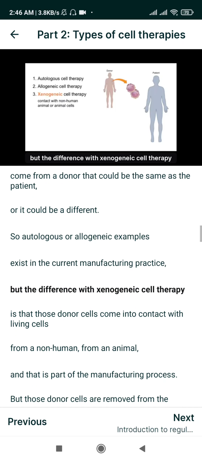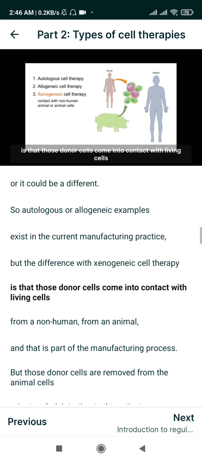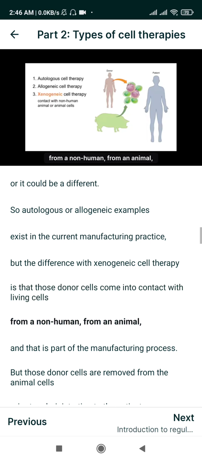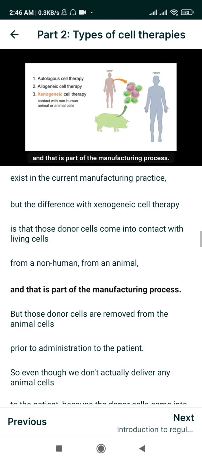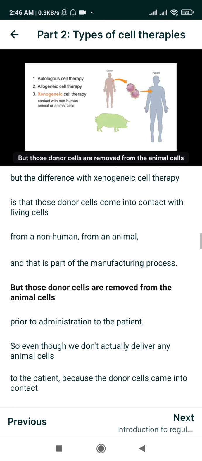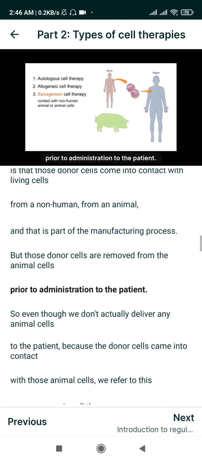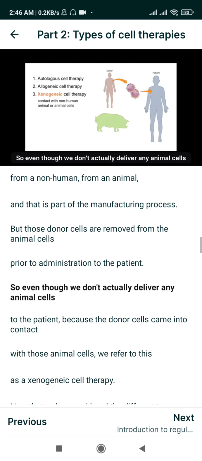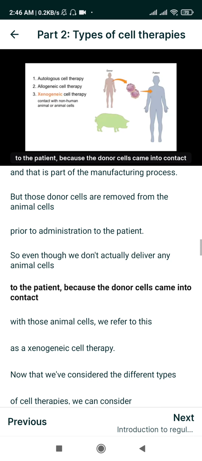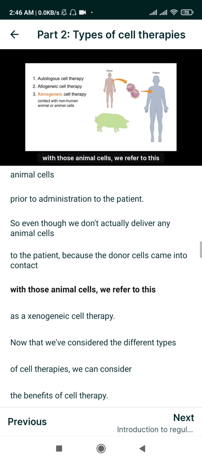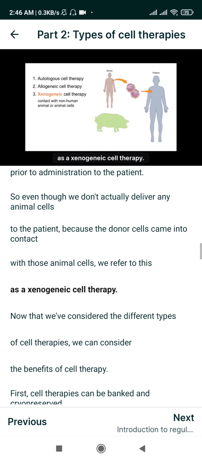But the difference with xenogenetic cell therapy is that those donor cells come into contact with living cells from a non-human, from an animal. And that is part of the manufacturing process. But those donor cells are removed from the animal cells prior to administration to the patient. So even though we don't actually deliver any animal cells to the patient, because the donor cells came into contact with those animal cells, we refer to this as a xenogenetic cell therapy.